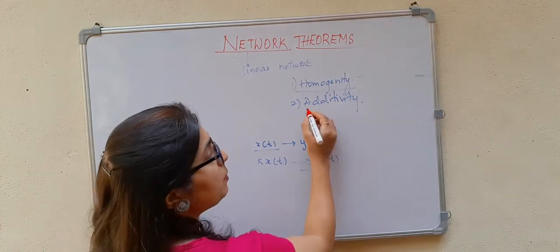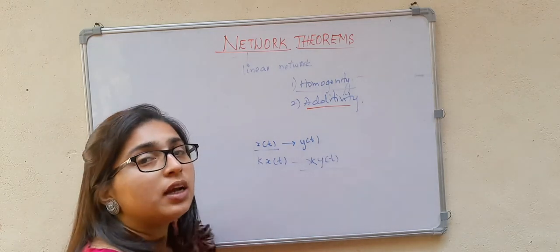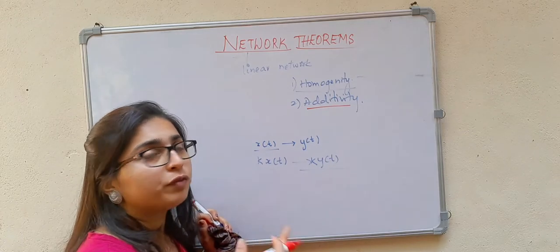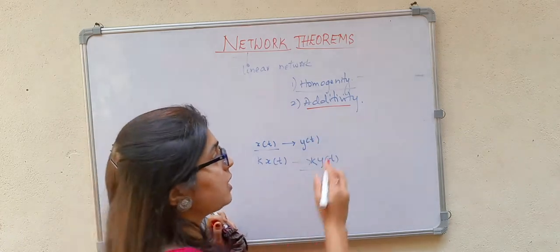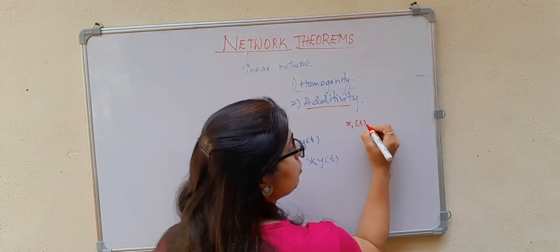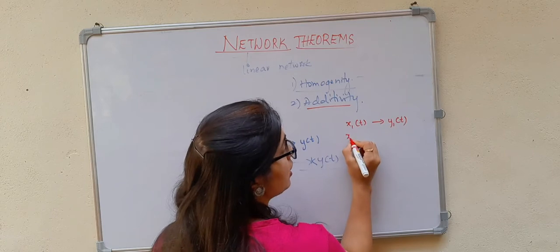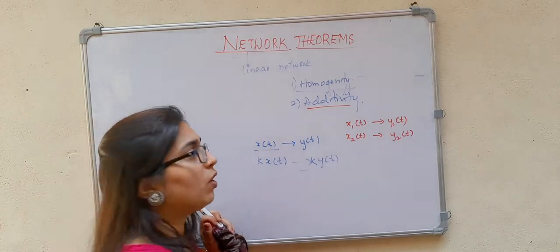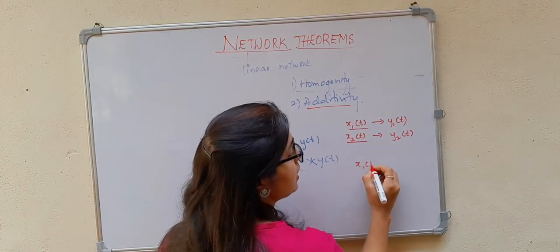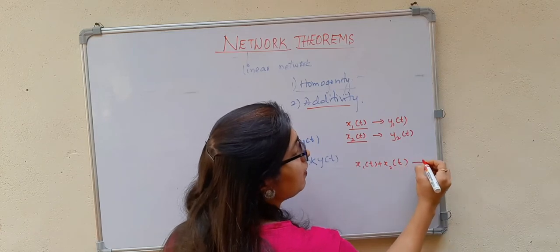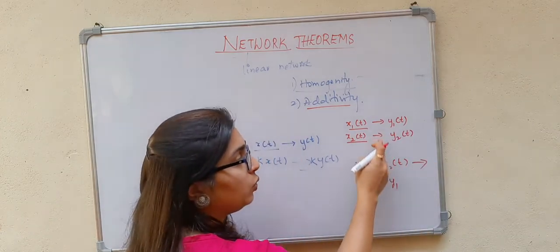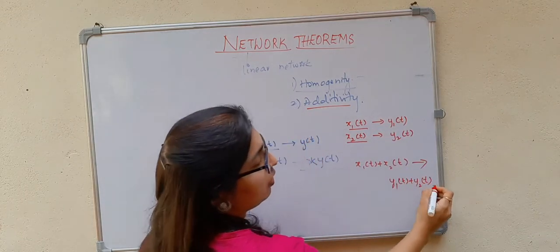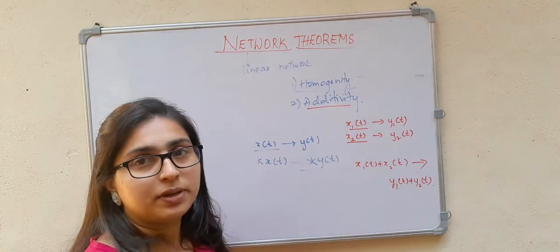And what is the additivity principle? The output corresponding to the sum of inputs is equal to the sum of the individual outputs. If x1(t) produces the output y1(t), and x2(t) produces the output y2(t), then according to additivity, if I give the input as the sum of the two inputs, the output will be equal to the sum of their respective outputs, that is y1(t) plus y2(t). This is your additivity principle.